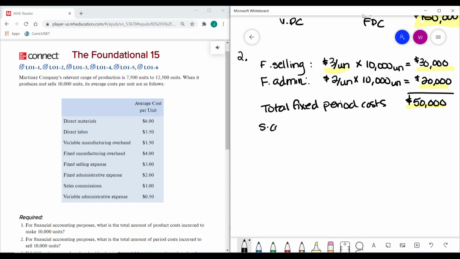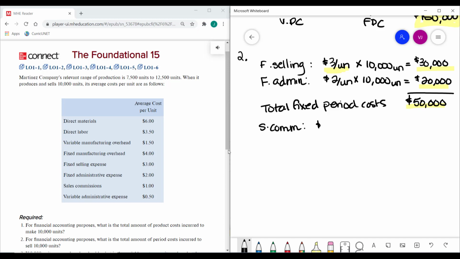So the sales commissions, that's a variable cost. So variable costs stay the same per unit. So that $1 of sales commissions per unit and the 50 cents of variable admin expenses, that stays the same whether you make 10,000 units, 7,000 units, 12,000 units. That will stay the same as long as you're within that relevant range. In total, however, we know these variable expenses will vary proportionately depending on what that level of production or activity is. But it's those fixed costs that don't stay the same per unit, they stay the same in total. And per unit, they vary inversely as activity goes up and down.